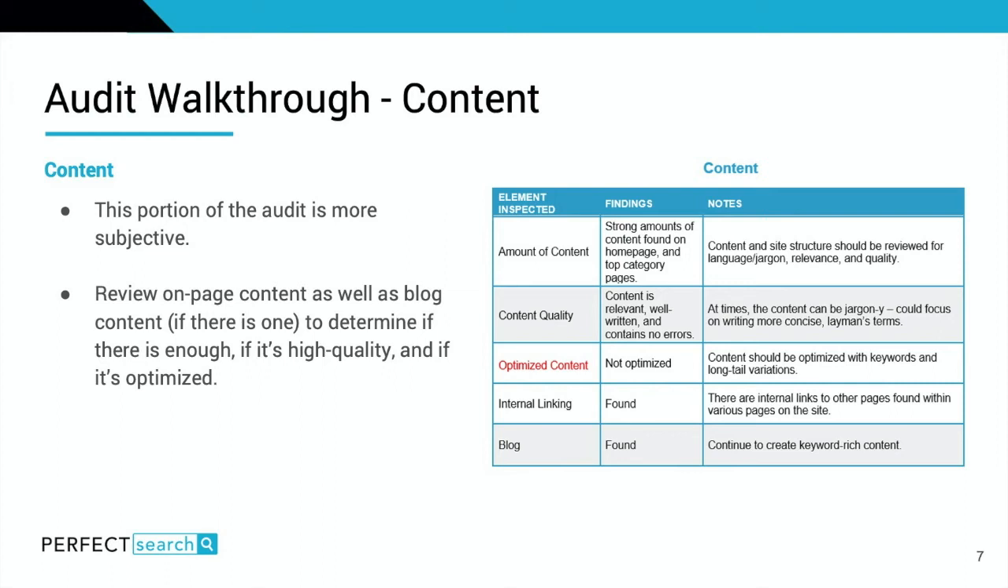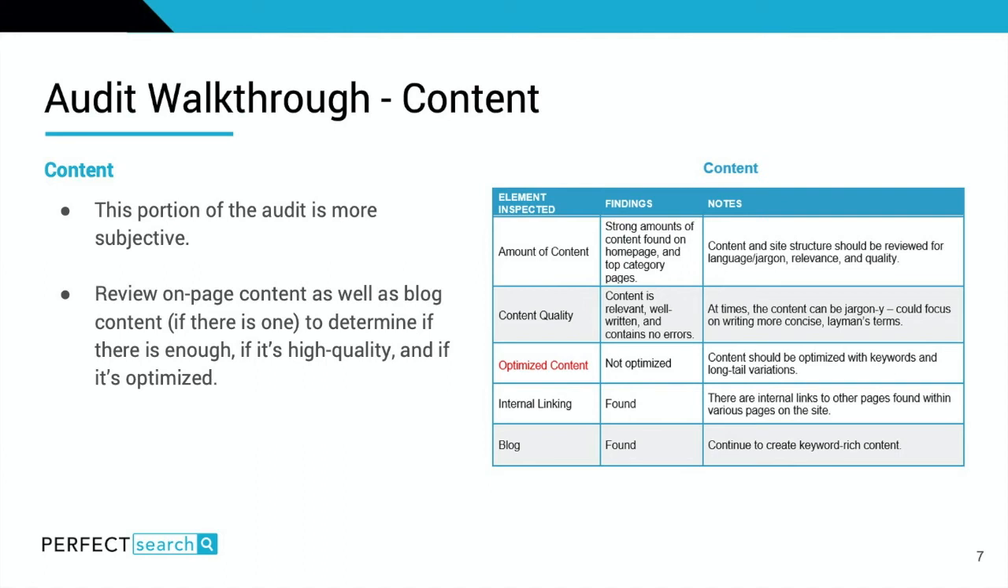Are there errors? Is it well written? Is it relevant? Checking to make sure there's no glaring issues with the content quality. Third is the content optimized. So it may not have any errors and it may be well written, but is it optimized for SEO? Are there keywords that are long tail? Are there internal links? Is it written with the user in mind? And in this instance, you can see that it is highlighted red, so it is not optimized currently, and that should be a focus for them.